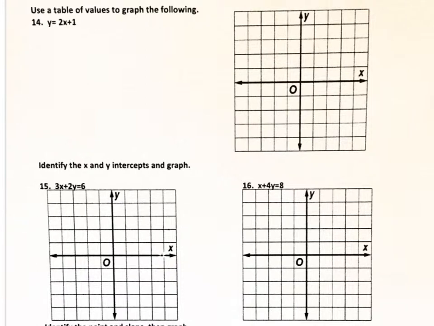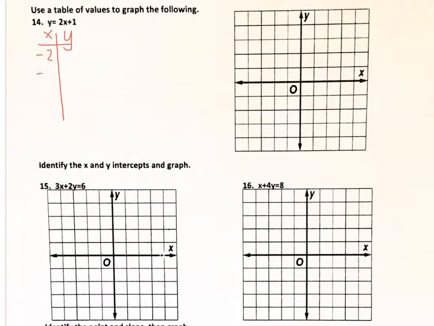Okay, the next one wants you to graph by making a table of values. Remember, when we are making our tables, we should have 5 values in them. 2 positive, 2 negative, and 0. So I'm going to use negative 2, negative 1, 0, 1, and 2. If it helps you to show your work for these, how you're getting them, go ahead and show that, but I don't need to see it.